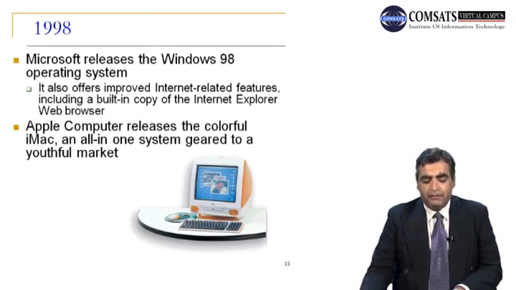In the same year, as you can see in the picture, Apple Computer releases the colorful iMac, an all-in-one system geared to a youthful market. You can see in the picture that the keyboard and mouse are extra; the processor, the CD-ROM, and the speakers are all built into one unit along with the monitor. This is the iMac.